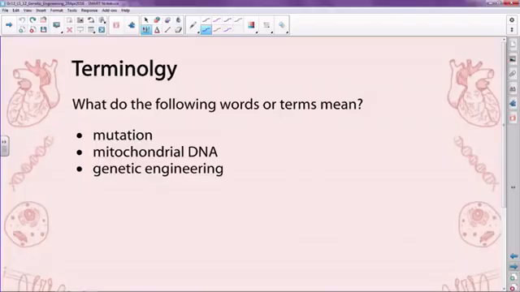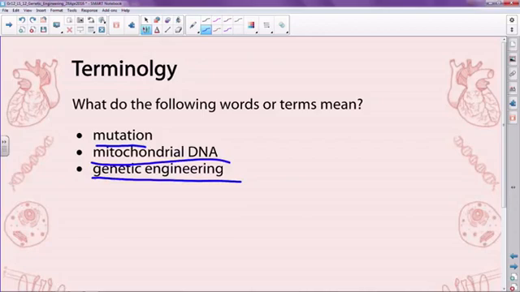Okay, so let's go straight into it. First of all, terminology. What do the following words mean? We need to have a look at it. The first one, of course, is mutation. Then I want you to look at mitochondrial DNA. And then I want you to give me genetic engineering. Now there's three words and there's quite a lot that you can tell me about them.